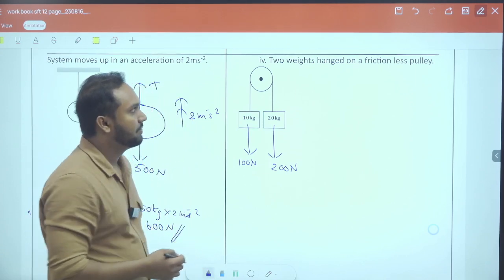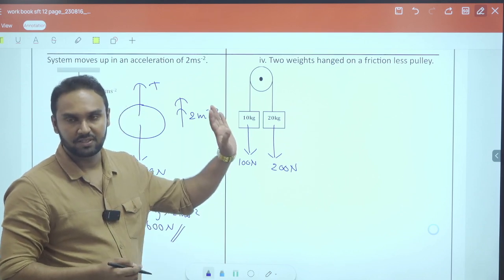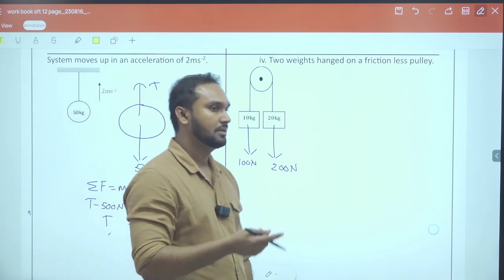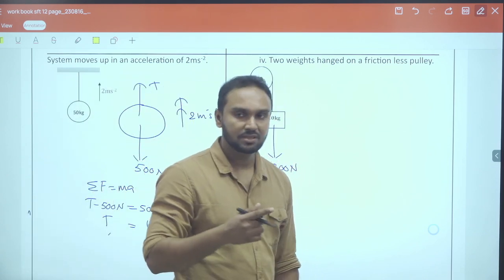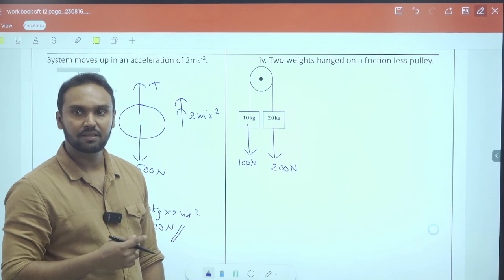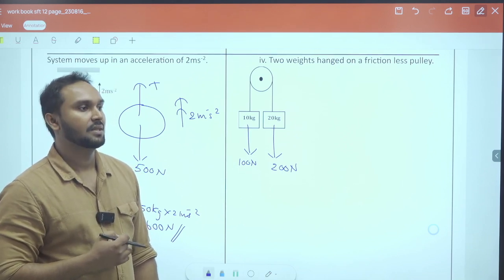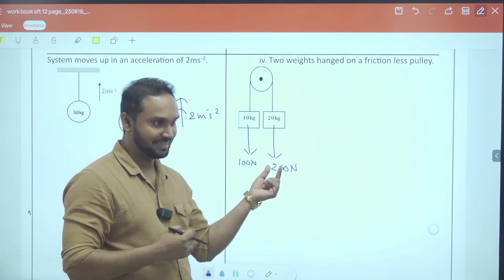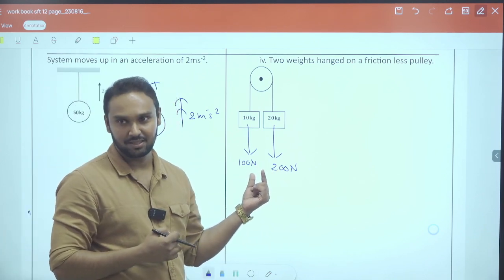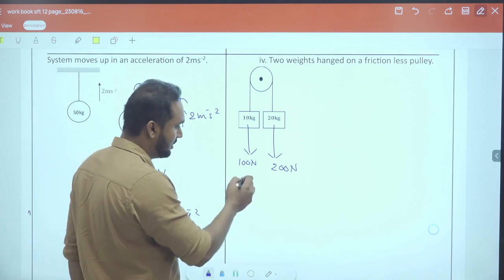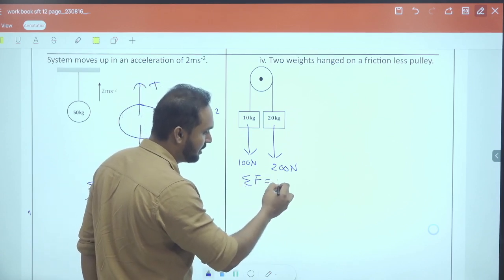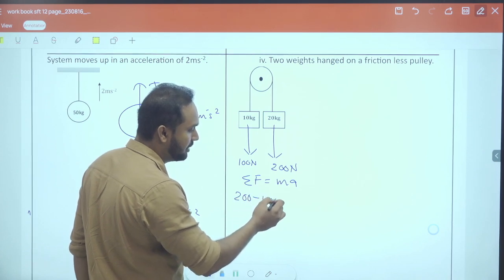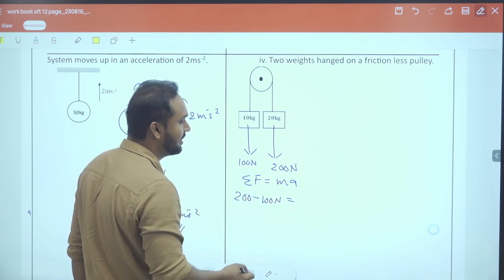So now we have to find the acceleration of the system, right? First, before finding the tension, you have to find the acceleration. So to find the acceleration, you have to put sigma f equals ma to the system. Now tell me what is sigma f here? 200 minus 100. Yes. So 200 is a greater force, the 100 is a lesser force, right? And they are acting oppositely. So the sigma f equals ma is 200 minus 100 newtons equals mass into acceleration.